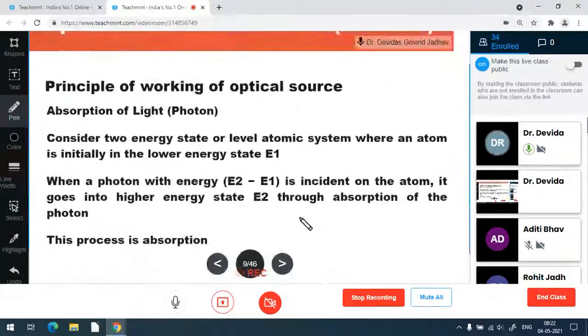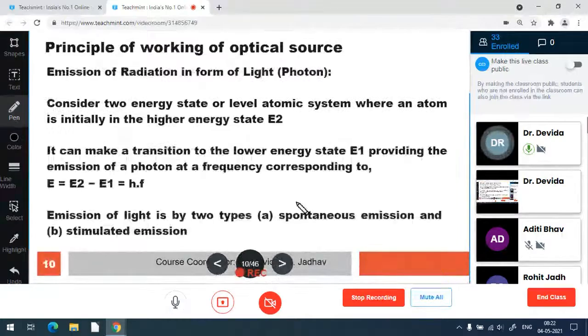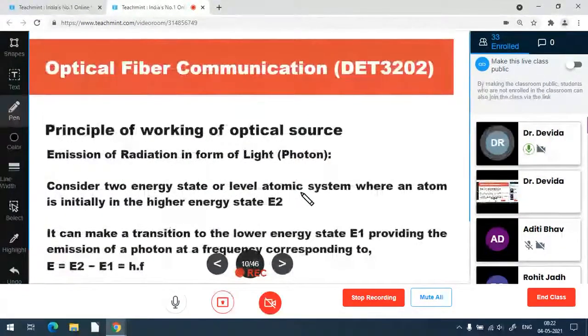So photon or light photon is absorbed if the two level or two state atomic system is considered. The lower energy state is where the atom is there. Atom is initially in the lower energy state, and photon of energy E2 - E1 is incident upon atom. Then atom goes from a lower energy state to higher energy state. This process is absorption. So we are revising it very quickly because we have revised it many times and already discussed it in detail.